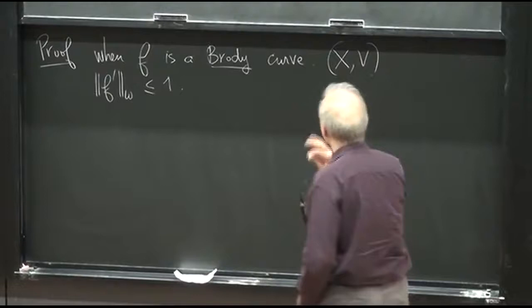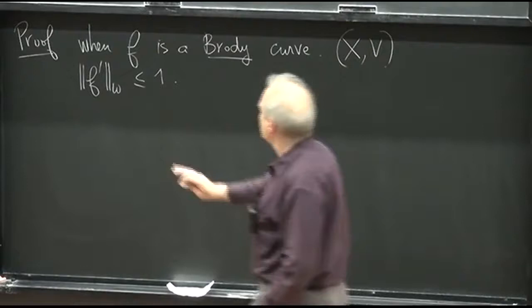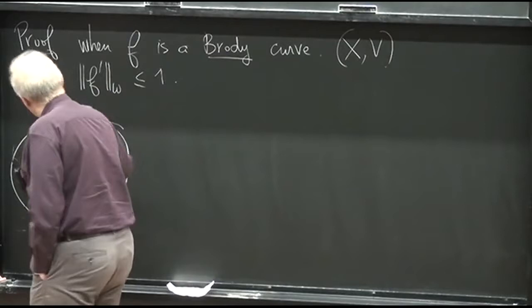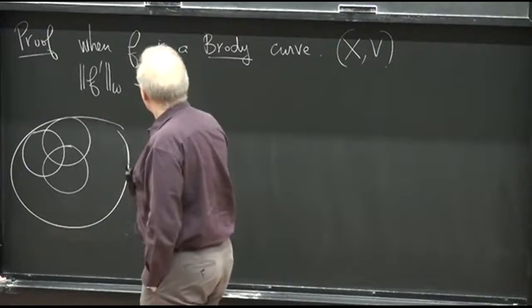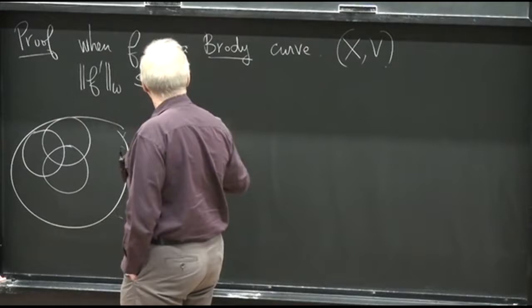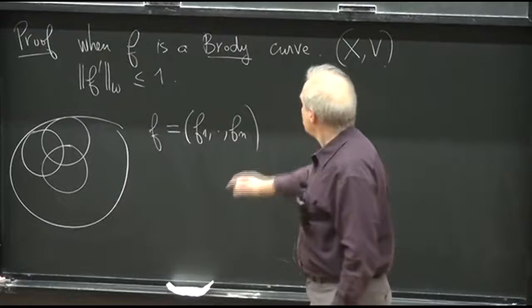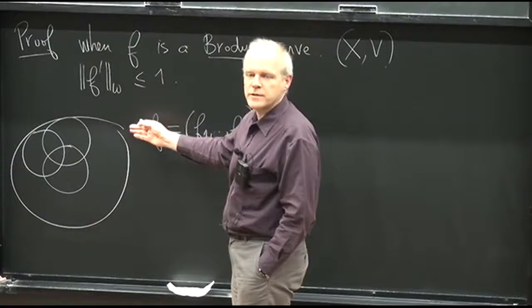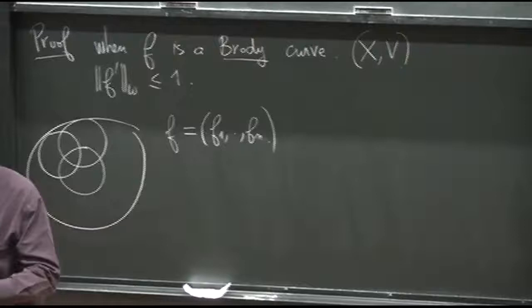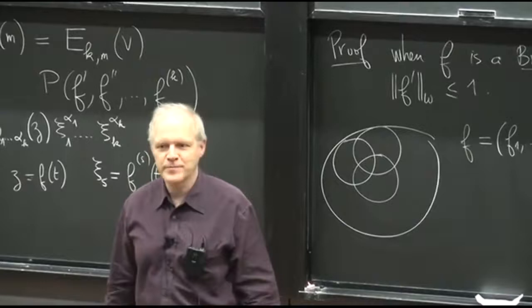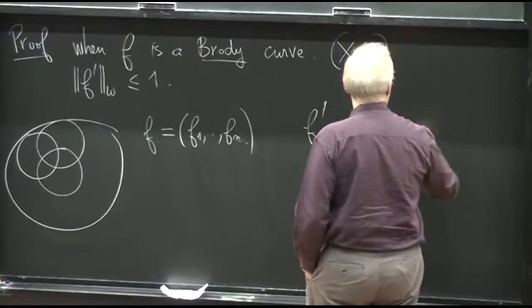Okay, so assume that f is a Brody curve. So it means that the derivative is bounded. But X is compact. Now you can cover X by a finite number of balls. And then on each coordinate ball, you can write f as an n-tuple of ordinary holomorphic functions. But then it means that the derivatives of these functions are bounded. But then by Cauchy, when you have a bounded holomorphic function on the disk, the higher order derivatives are also bounded uniformly. Therefore, f', f'', and f^(k) are bounded.